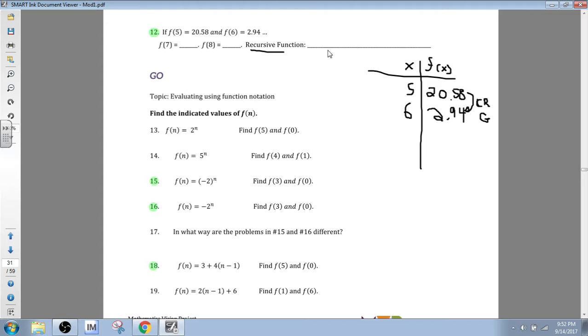Like my general form for a recursive function would be f of x equals f of x minus 1 times my growth. Well, let's figure this out. F of 6 is 2.94. So that's got to equal f of 6 minus 1, so f of 5, which is 20.58 times my g. So I have to divide both sides by 20.58.